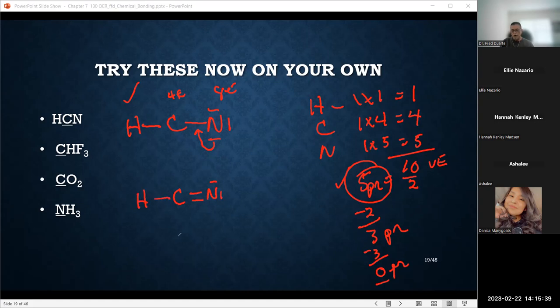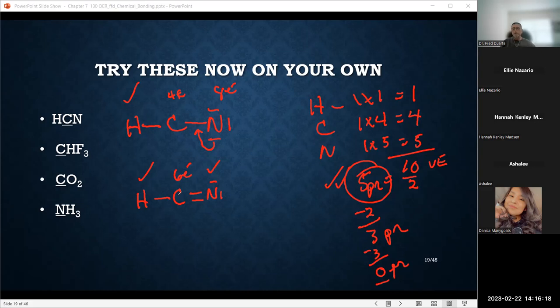Before I go any further, I double check to make sure I still have 5 pair. 1, 2, 3, 4, 5, so that's still good. I didn't lose any by mistake, okay? Now I go and check the octet. Well, hydrogen we know is always going to be good. Nitrogen is still good, because it has 2 pairs shared with carbon and then 2 pair on itself. So there's 8 around it, it's good. But carbon now went from 4 to 6 electrons around it. Still has not fulfilled the octet.